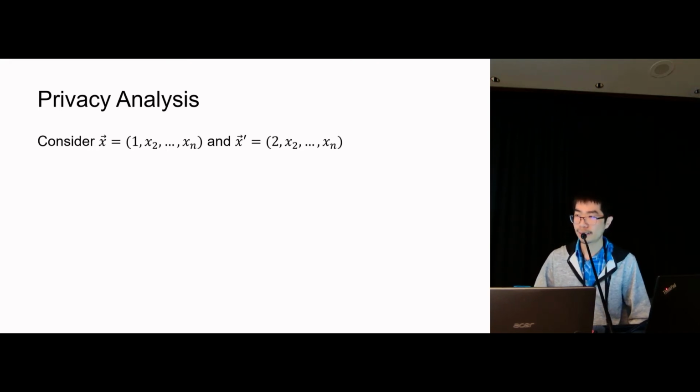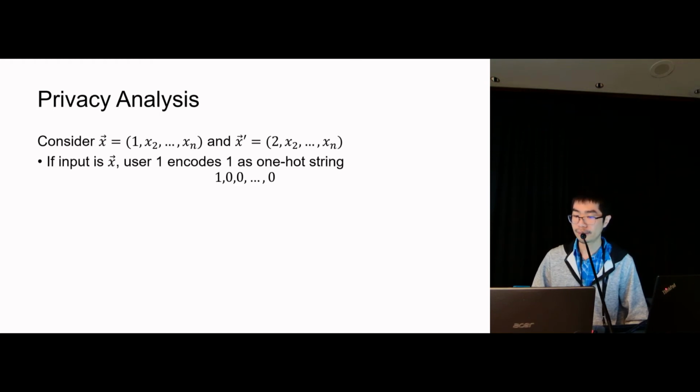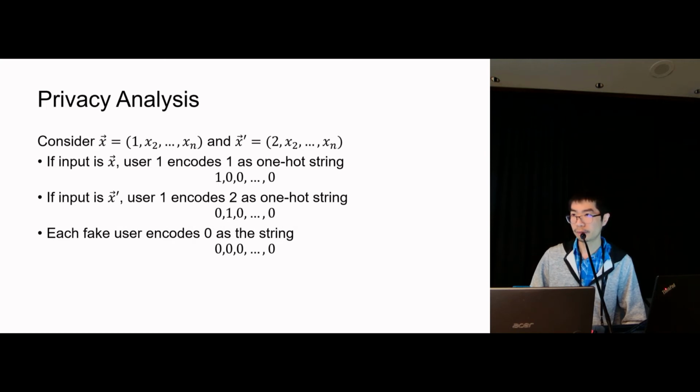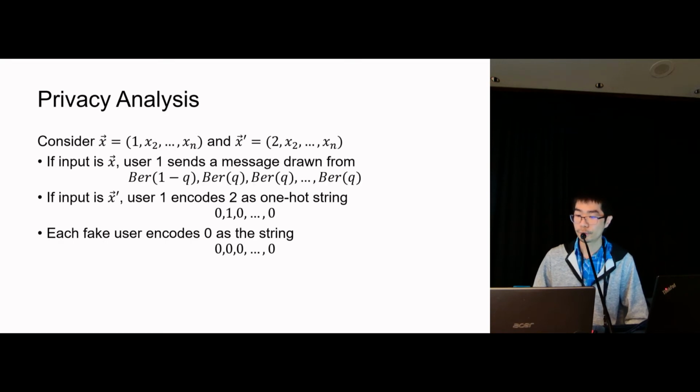Notice that if we give x to the protocol, the first user encodes 1 as a one-hot string, 1 followed by zeros. In the neighboring data set, we have a 0, 1 followed by zeros. So we change one user, they change their encoding. And fake users, in either case, encode a 0 as a string of all zeros. But these strings are not sent to the shuffler. They get randomized first.